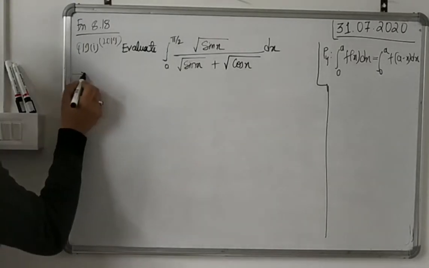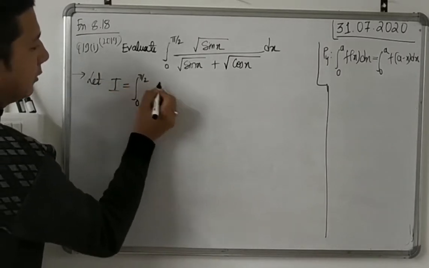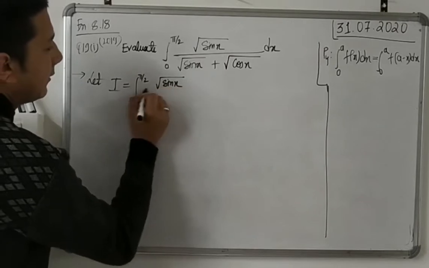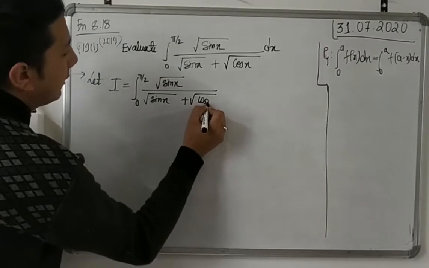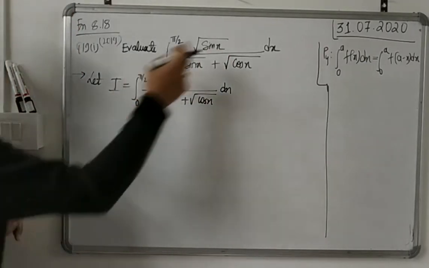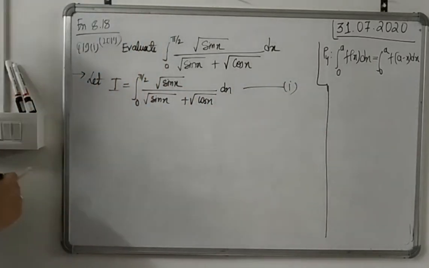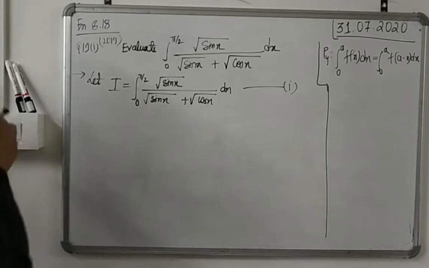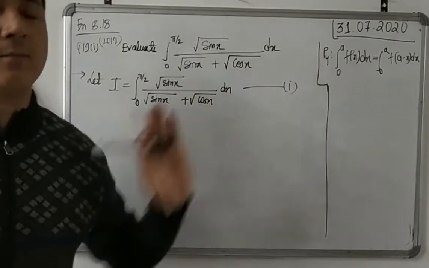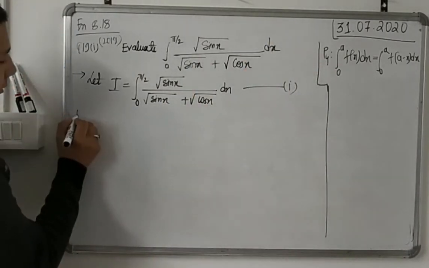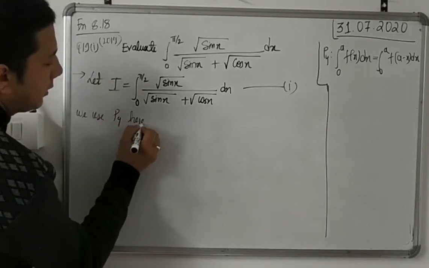So we start with the assumption always. Let capital I is equal to integral 0 to pi by 2 of sin x divided by root sin x plus root cos x dx, which is the given integral. Let us assume this given integral is capital I and give this as equation number 1. Now since the limit is from 0 to pi by 2, I can use property number 4 here.